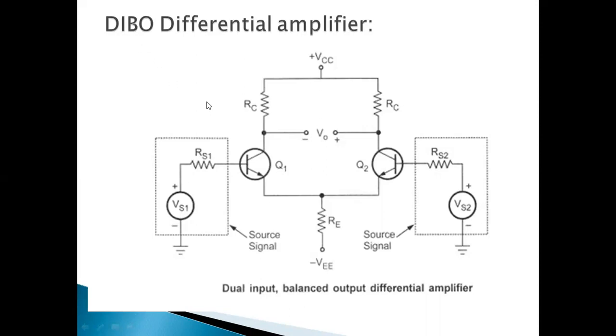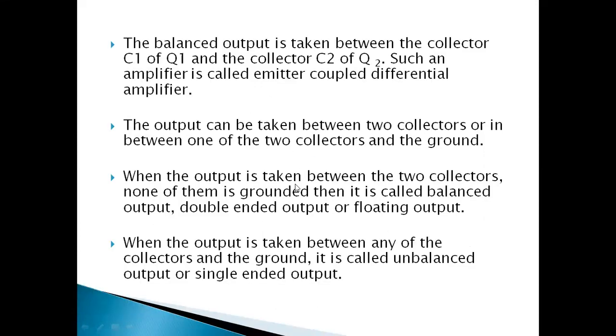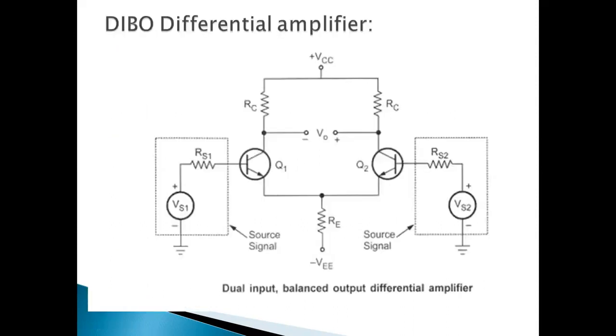Next, balanced output means the output voltage is taken between two collectors. In the figure, we take the output V0 between the two collectors C1 and C2. This type of output is known as balanced output, or double-ended output, or floating output. When the output is taken between two collectors and none of them is grounded, it is called balanced output. So here we apply two inputs and take the output between two collectors. Hence this type of differential amplifier is known as a dual input balanced output differential amplifier.